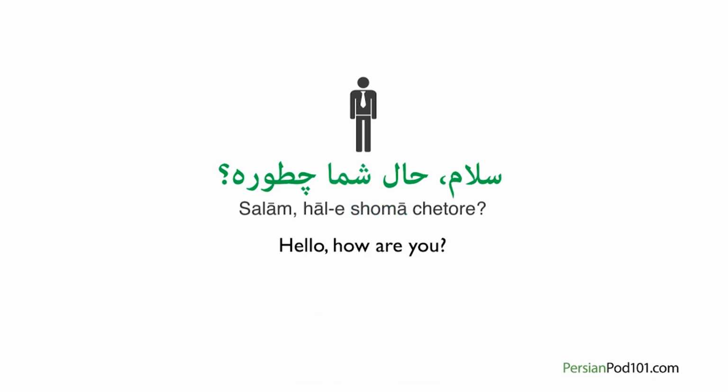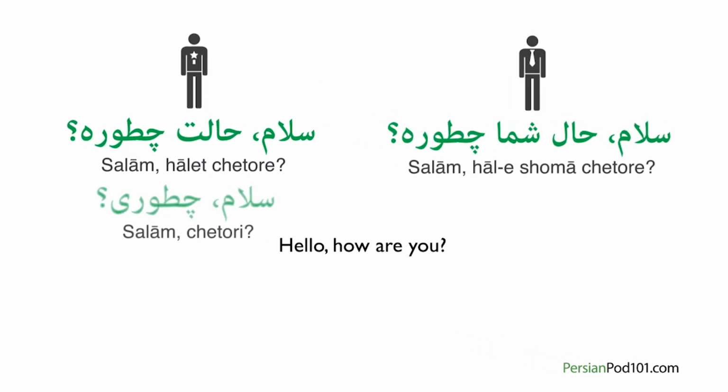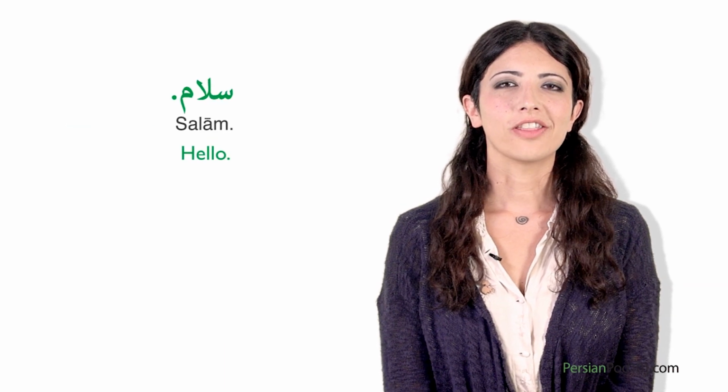Now, if you remember the first lesson, adding et to a word made it informal. Therefore, if you add et to hal instead of shoma, you make the whole sentence informal. Salam, halet chetore. Notice that there are many ways of saying the same phrase in Persian, making it shorter or longer. But remembering the basic words will help you get through almost any conversation. Literally, salam means hello. We use other phrases too, but we always add salam at the start of a greeting.